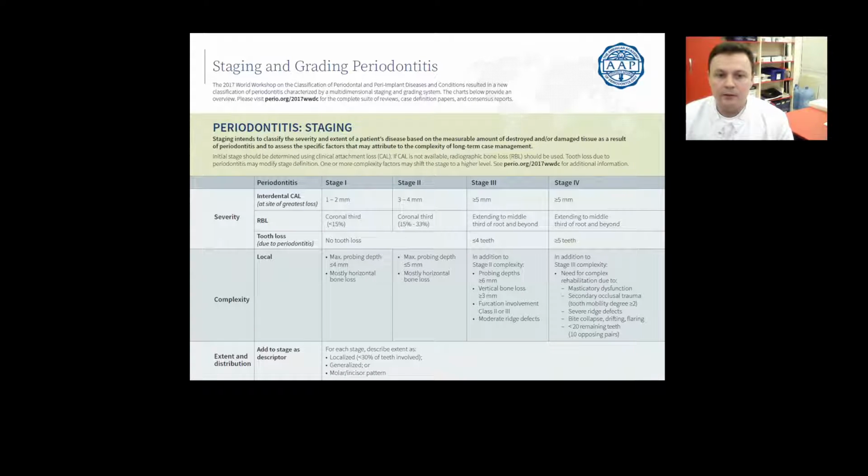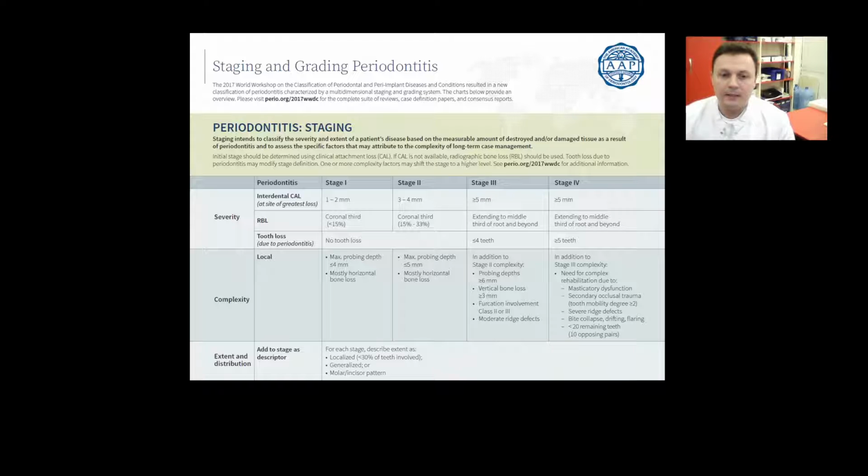Staging. There are two dimensions in the process of assessing the stage of periodontitis in a patient: severity and complexity. Severity. The primary goal is to classify the severity and extent of destroyed and damaged tissue caused by periodontitis. This is done by measuring CAL by clinical probing and bone loss by radiographic examination. This measurement must include the number of teeth whose loss can be attributed to periodontitis.